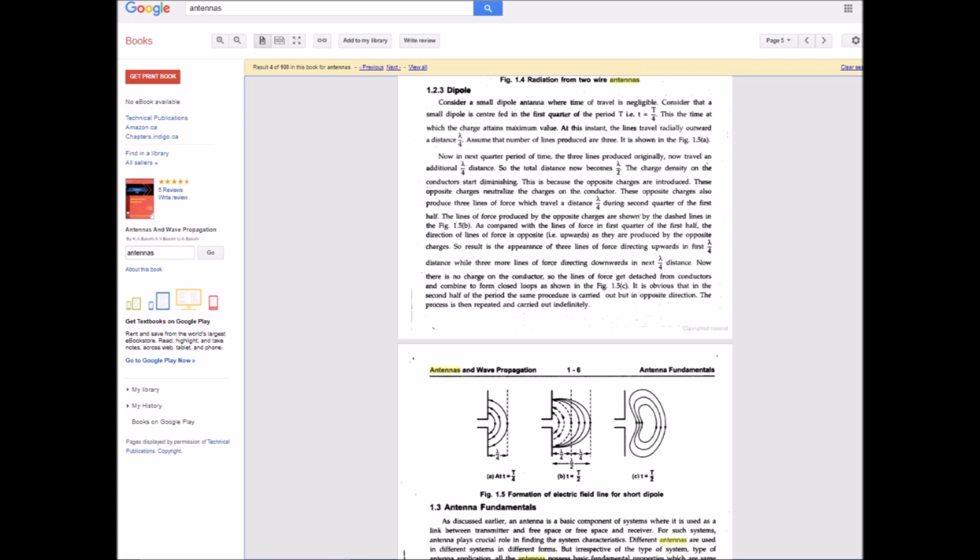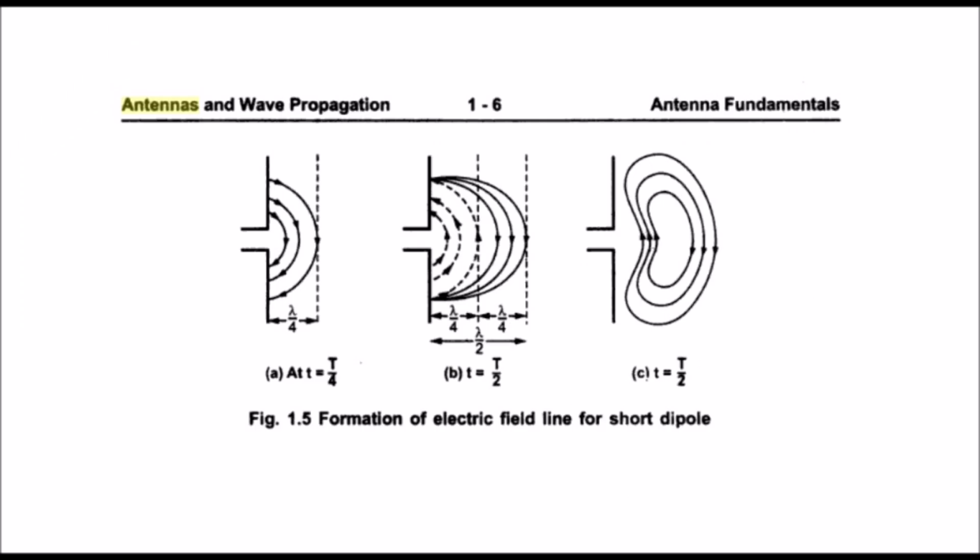1.2.3, Dipole. Consider a small dipole antenna where time of travel is negligible. Consider that a small dipole is center-fed in the first quarter of the period T, i.e. t equals T divided by 4. This is the time at which the charge attains maximum value. At this instant, the lines travel radially outward.